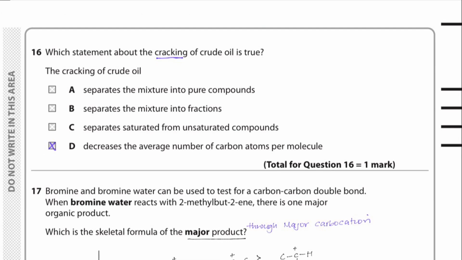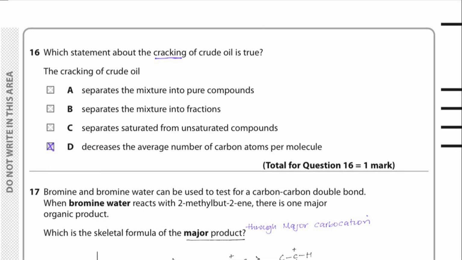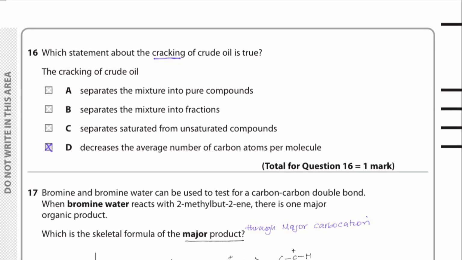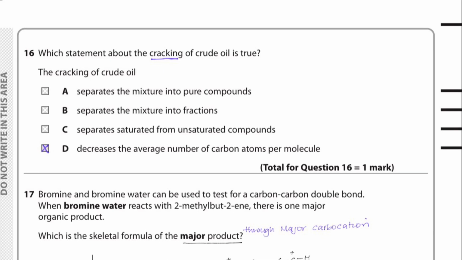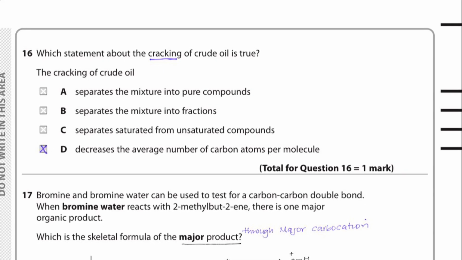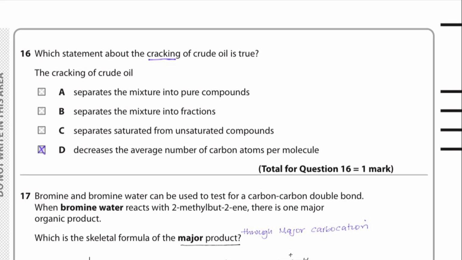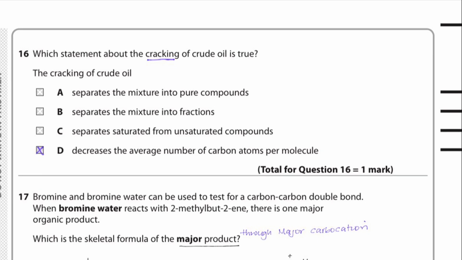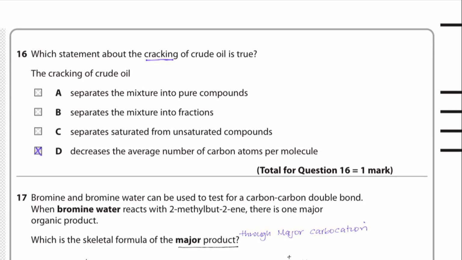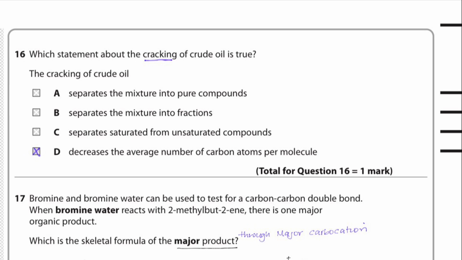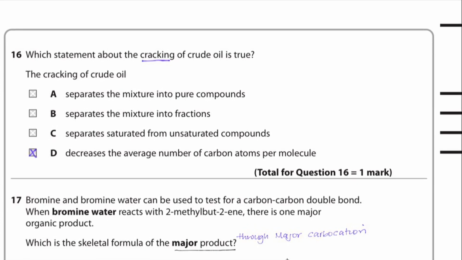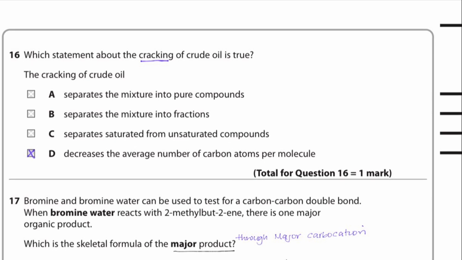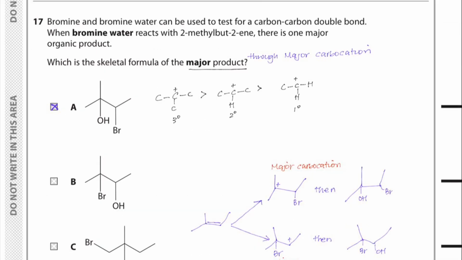Question 16. Which statement about the cracking of crude oil is true? Here we are given 4 statements. Please remember that cracking breaks big hydrocarbons into smaller ones. It doesn't purify the mixture or fully separate saturated and unsaturated compounds. It only reduces the average number of carbon atoms per molecule. That's why we get small alkanes and alkenes for fuel. Therefore, the correct answer is D.